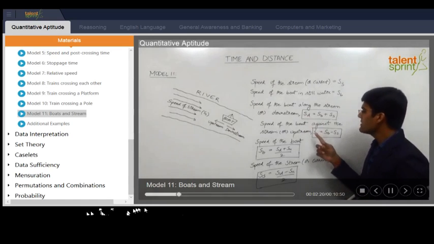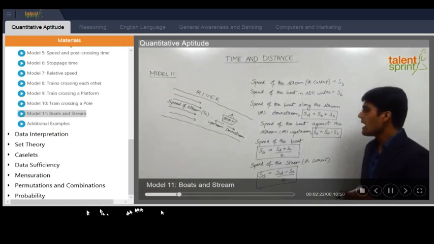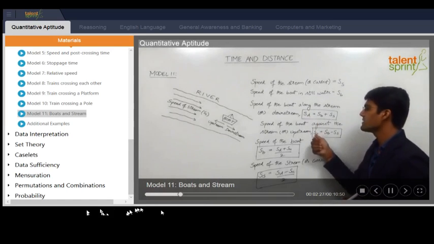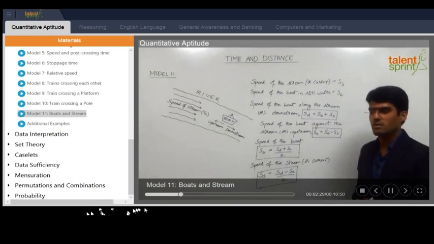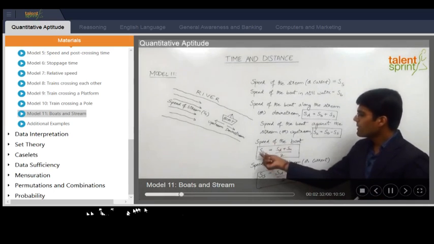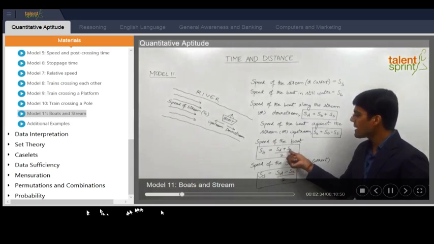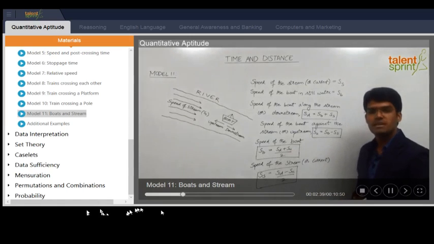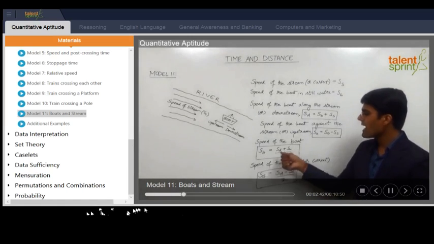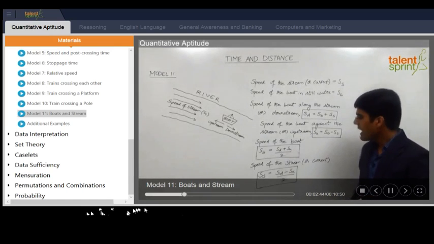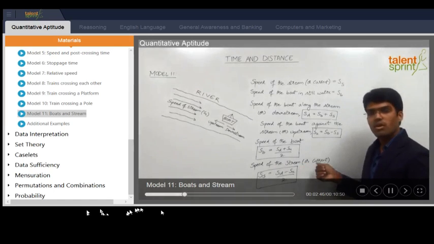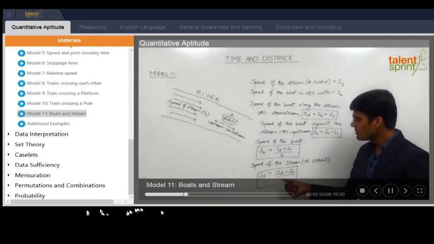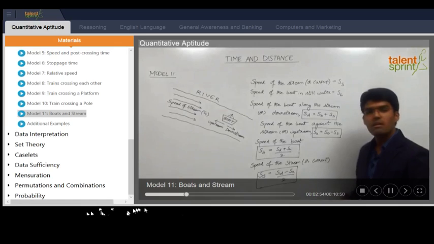After taking the downstream speed and upstream speed, let us now see how we can find out the speed of the boat and the speed of the stream when SD and SU, that is downstream and upstream speeds, are given to us. So the speed of the boat here can be directly taken as downstream speed plus upstream speed divided by 2. So in some cases, when the downstream and upstream speeds are specified, we can take the speed of the boat as SD plus SU by 2. And similarly, the speed of the stream or the current can be taken as SD minus SU by 2. So the speed of the stream is equal to downstream speed minus upstream speed by 2.